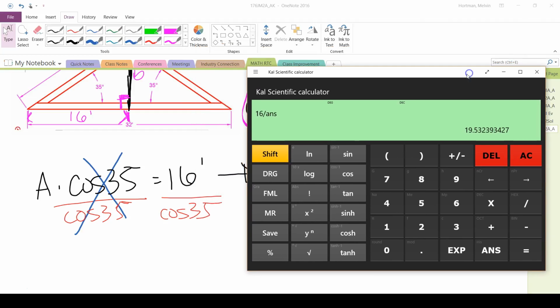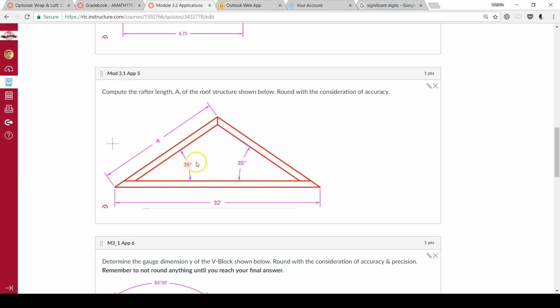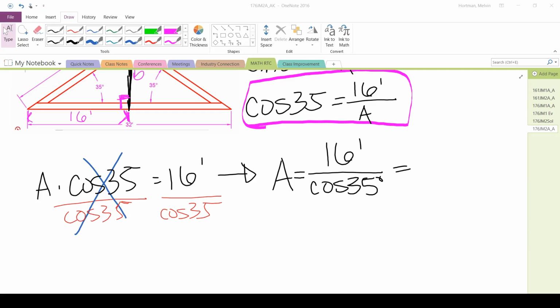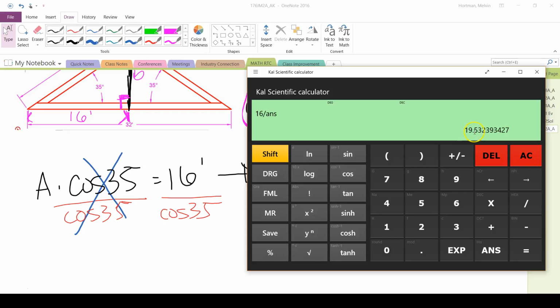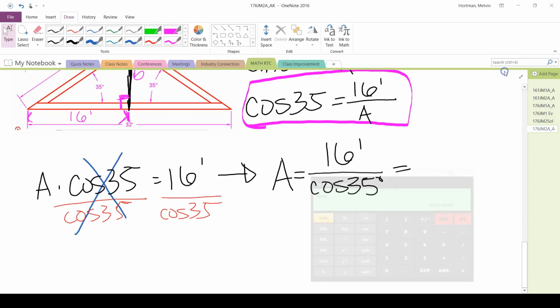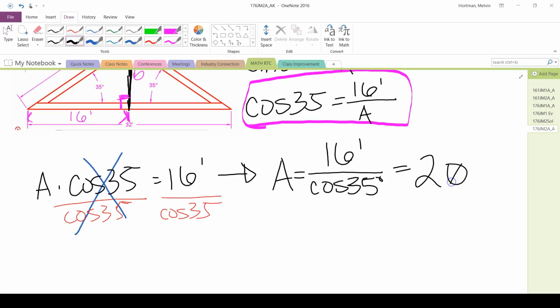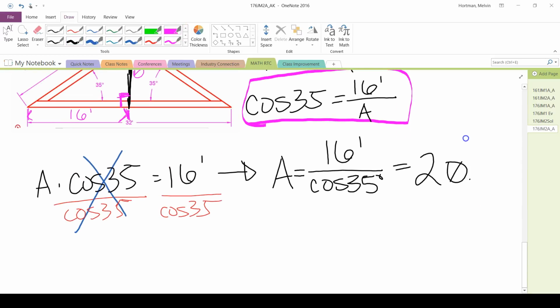Now we want to round this to the significant digits that we have. It looks like our smallest number of significant digits in the problem is 2, because in the angle we have 1, 2. In the length here we have 1, 2. So we need to round to 2 significant digits. And that's going to be just 20, because the 5 will round up the 9 to a straight 20. And to be clear, let's put a decimal there to show that we have 2 significant digits in our final answer.